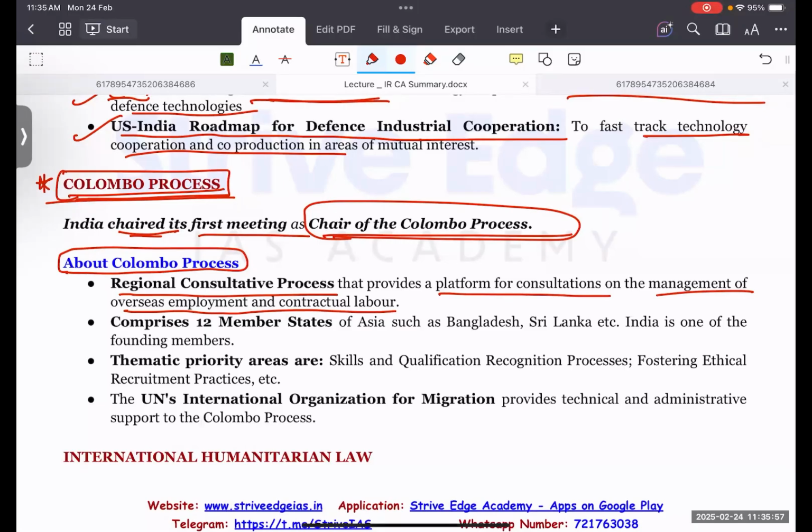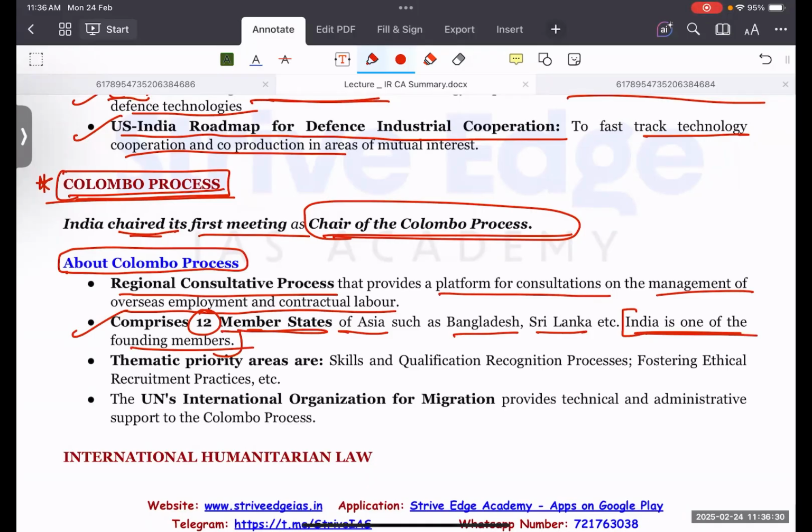So that is why it is a regional consultative process where there will be the establishment of one particular platform. That platform will oversee overseas employment, what the conditions and terms are under contractual labor. Then it comprises 12 member states of Asia. So this is there for Asia for now. Bangladesh, Sri Lanka, these kinds of countries are there. And India is one of the founding members. Remember that India is a founding member.